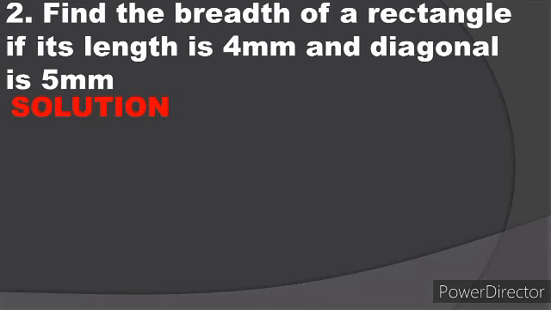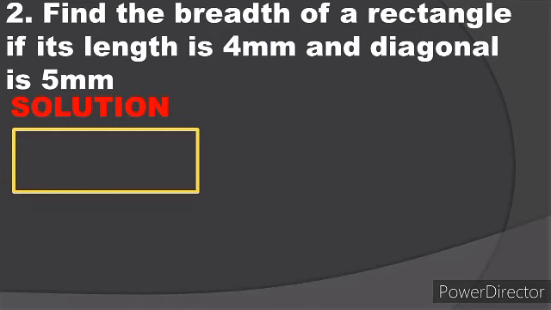Now we're talking about a rectangle, so I draw a rectangle. My rectangle, the length is the longest side, which is 4 mm. And my breadth is unknown. Find the breadth, so we don't have the breadth, so I can call my breadth y. And I have my diagonal. What is the diagonal of a plane shape? It's the shortest distance between 2 points of the plane shape. So the shortest distance of a rectangle is this line, which is the diagonal. And my diagonal is 5 mm.